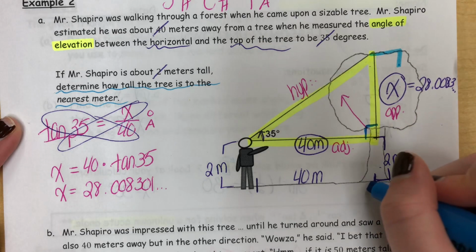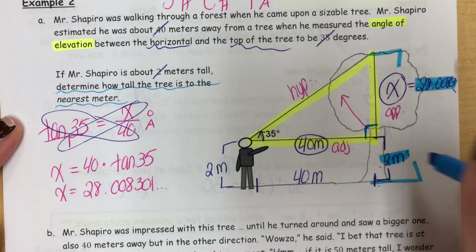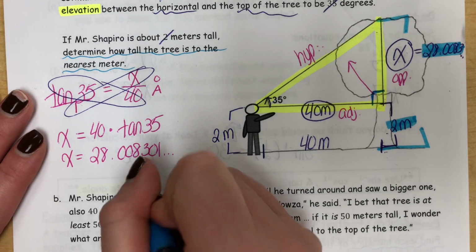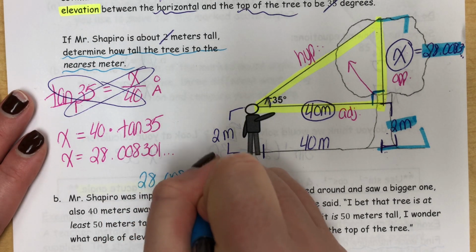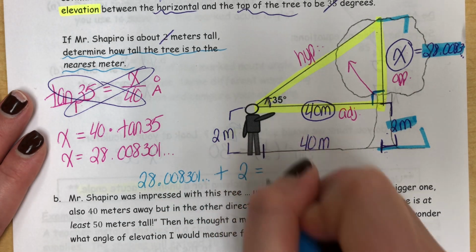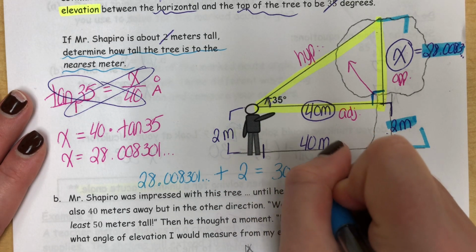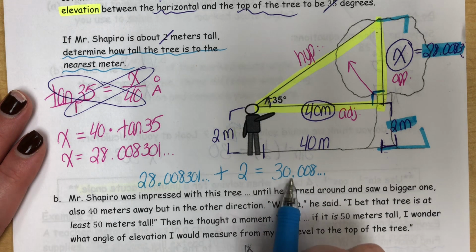But if I want to find the height of the entire tree, well, here's the top of the tree, here's the bottom of the tree. So I'm really going to add that 28 and that 2 meters together to get the entire height. So at the bottom of my paper here, I'm going to write that down. I'm doing 28.008301... That whole big decimal, I want to add the top onto the bottom. The bottom was 2. And when I add those babies together, I get 30.008... At this point, this would be my final answer.